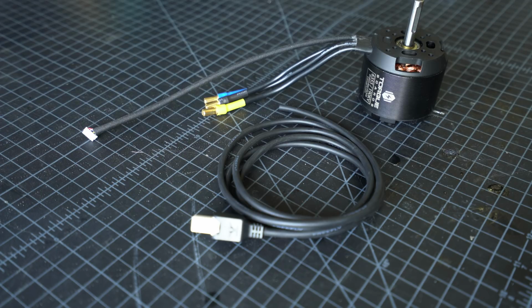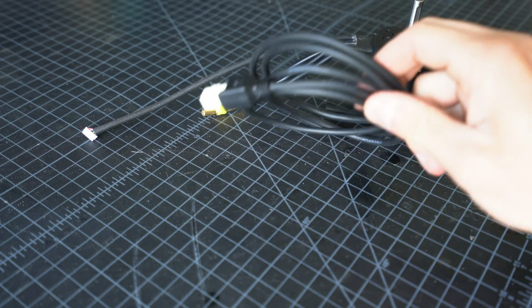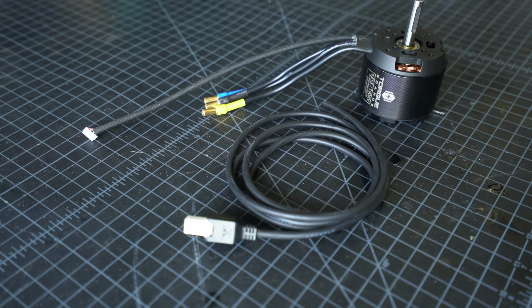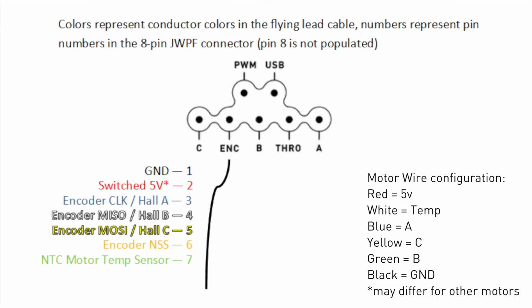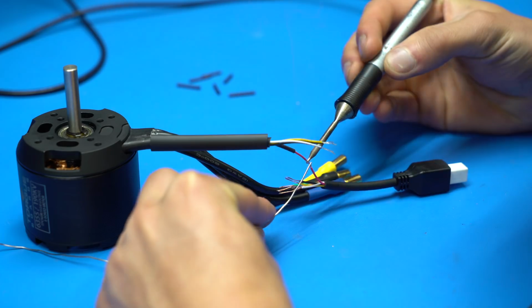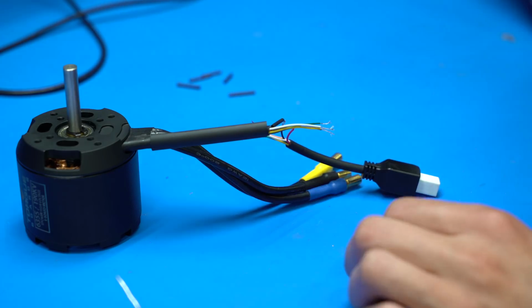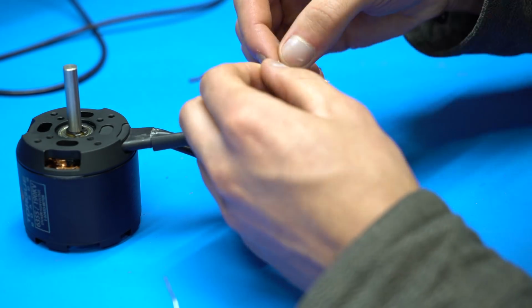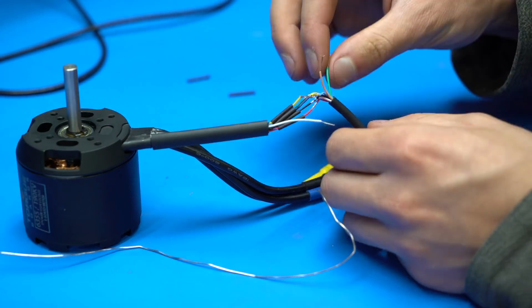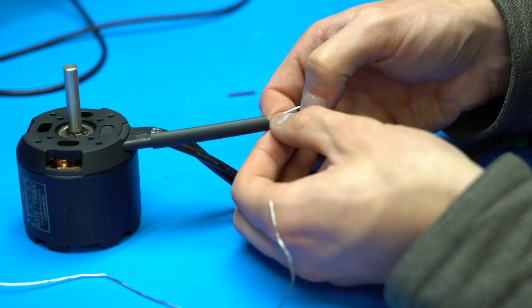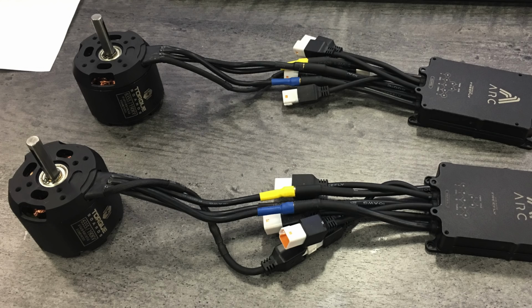If you have a sensored motor, you'll need to solder the Arc flying lead cable onto the motor. Motor sensor wiring diagrams can be found on the spec sheet of your motor. Here's the input diagram for the Arc. Solder the corresponding wires together from the flying lead to the motor. Red to red, black to black, A to A, B to B, C to C, and white to green. The motor's sensor wires can then easily be attached to the encoder plug on the Arc.